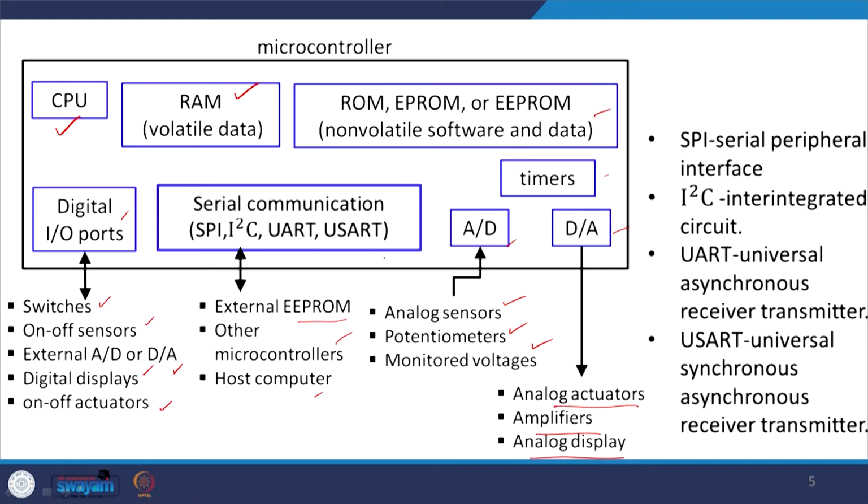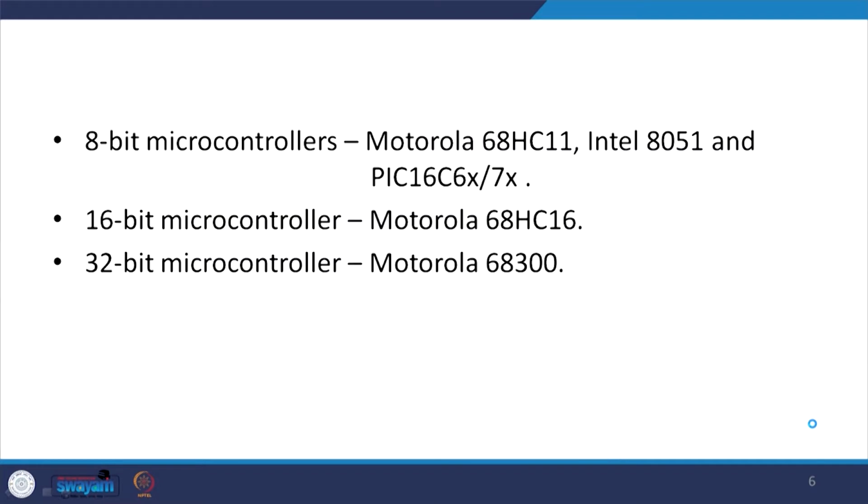Here the various terms used over here, say SPI, that is serial peripheral interface. These are all for the serial communication basically. I2C, that is inter integrated circuit, UART, that is universal asynchronous receiver transmitter, and USART, universal synchronous asynchronous receiver transmitter.